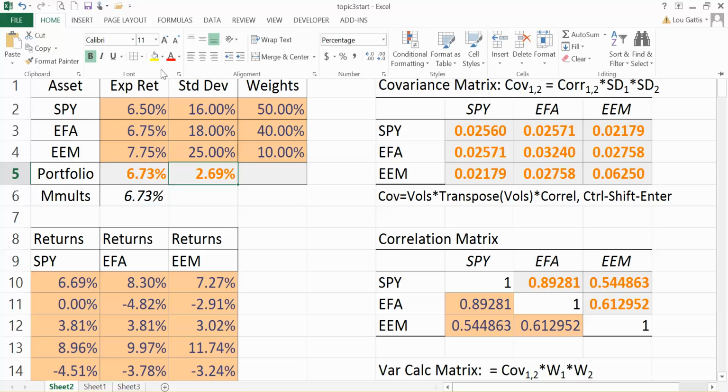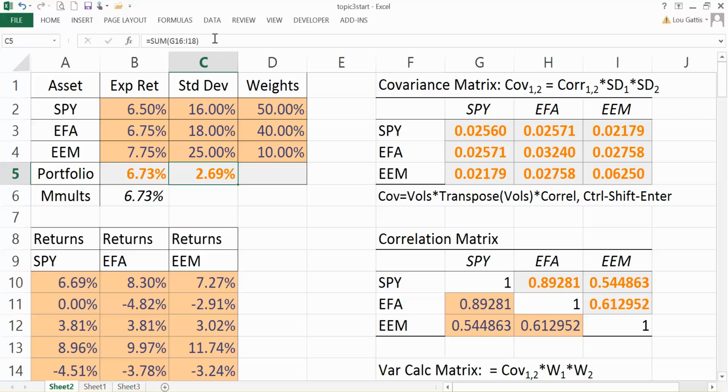If I then took the square root of this number, that would be the portfolio standard deviation. The portfolio standard deviation of a portfolio that's 50, 40, 10 invested in SPY, EFA, and EMA is 16.39.